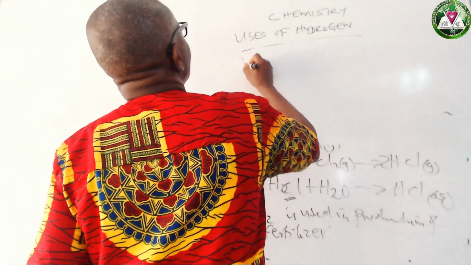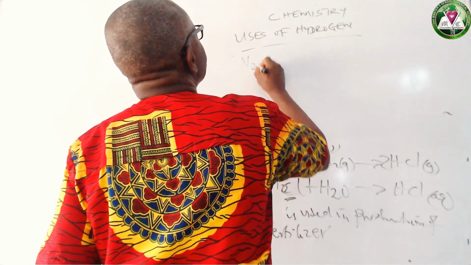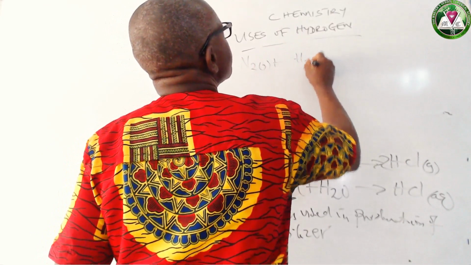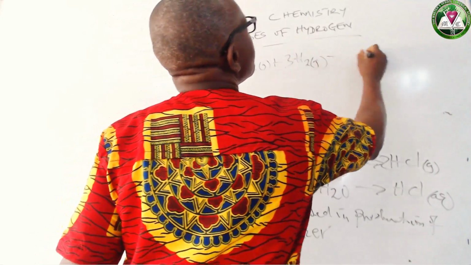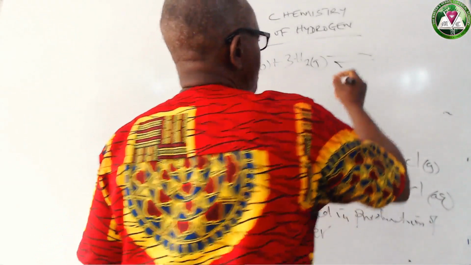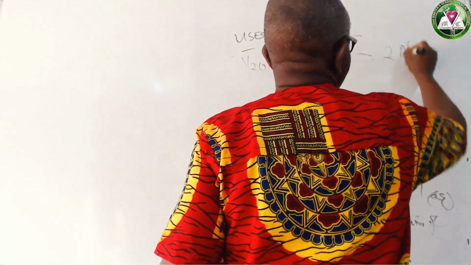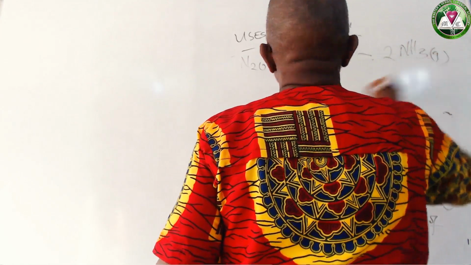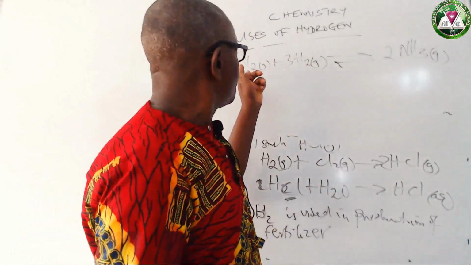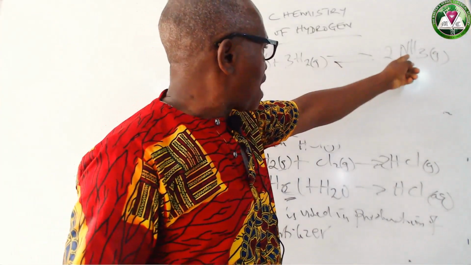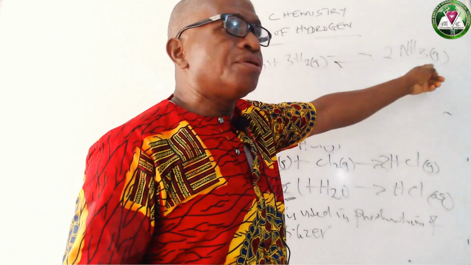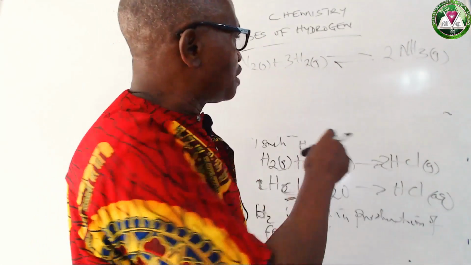The first thing is that you react nitrogen gas plus hydrogen gas. This reaction is a catalytic reaction. You will now produce your ammonia. You can see that the equation is balanced. You have nitrogen 2 atoms, nitrogen 2 atoms, hydrogen 6, hydrogen 2 times 3 to give you 6. Therefore, the equation is balanced.